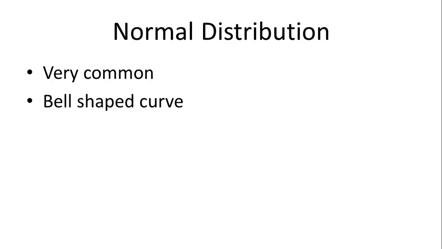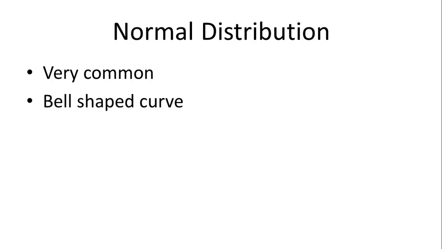In this video, we're going to talk quickly about the normal distribution. Normal distribution, very, very common. Things like mass, IQ, height, all of those things are normally distributed. Normal distribution is the bell-shaped curve.